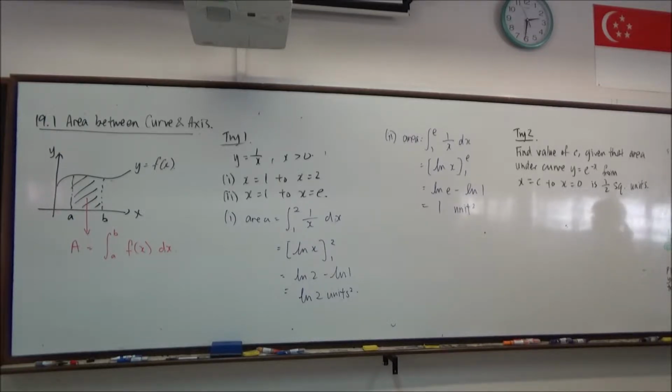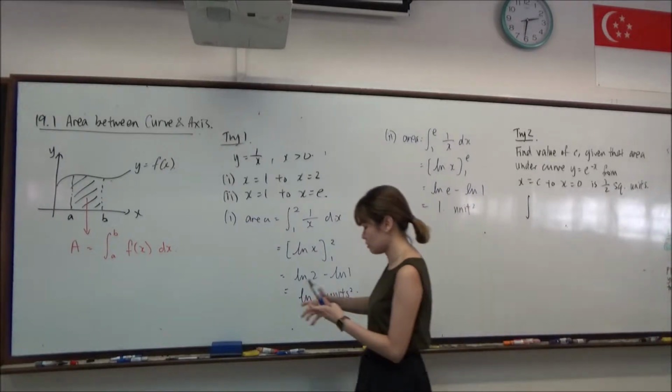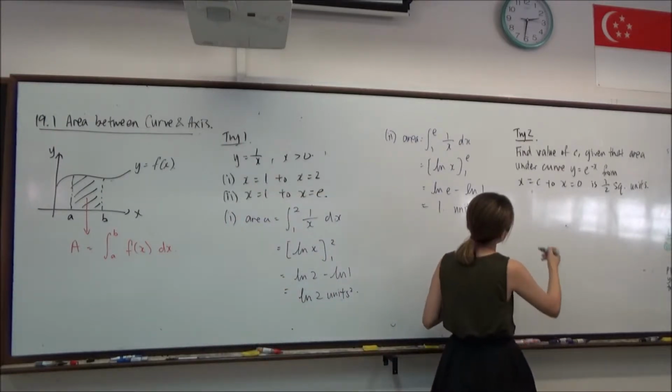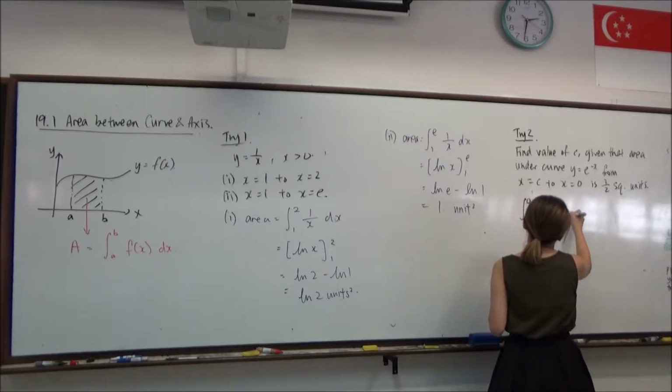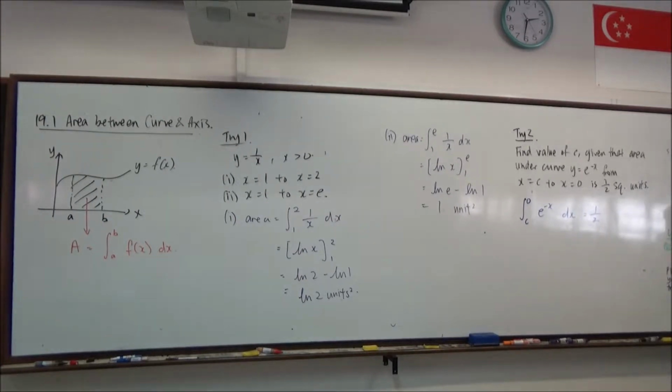Try 2, we want to find the value of C given that the area under the curve y equals e to the power negative x, from x equals C to x equals 0, is half square units. So we want to find out the value of C. We are given that the area is equal to half, therefore forming the equation, that will be this.